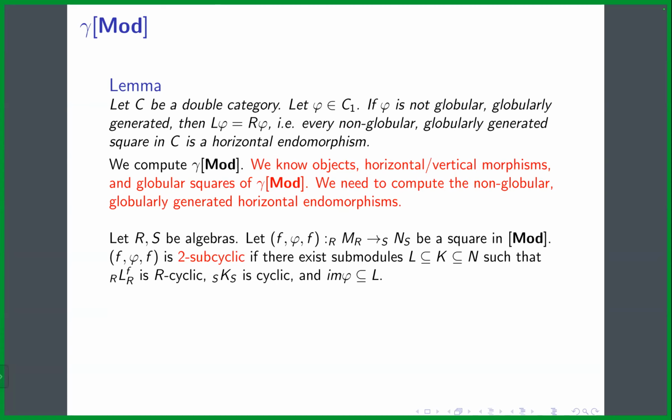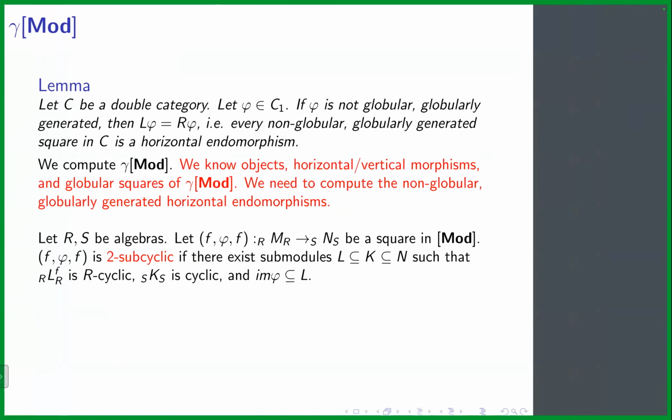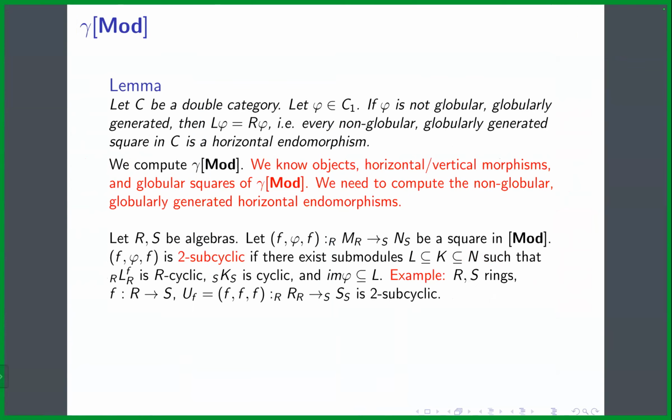Then F phi F is, we say that that is two subcyclic if there exist submodules L and K of N, such that L as an R bimodule, by pulling back the structure of S bimodule by F, is R cyclic, and K as an S bimodule is cyclic, and the image of phi is contained in L. So, well, just some sort of a condition.